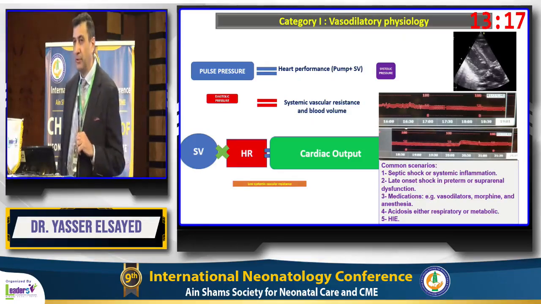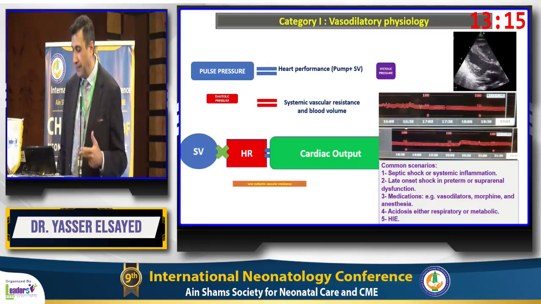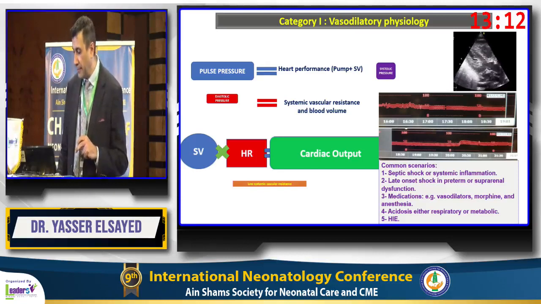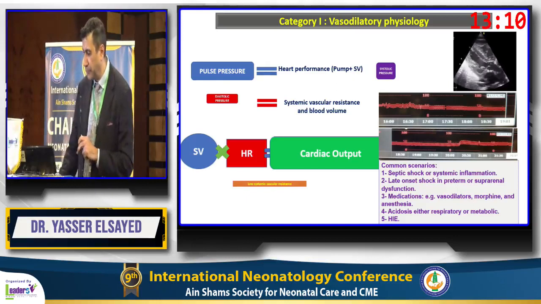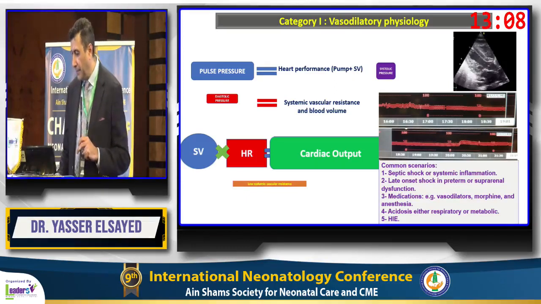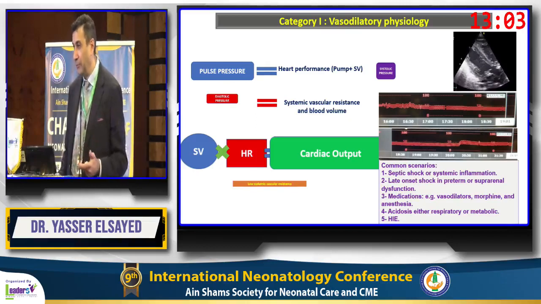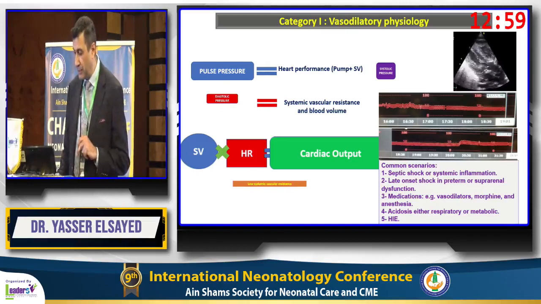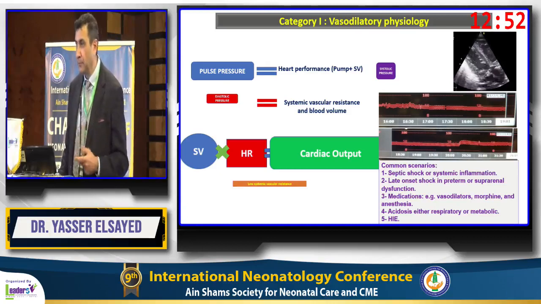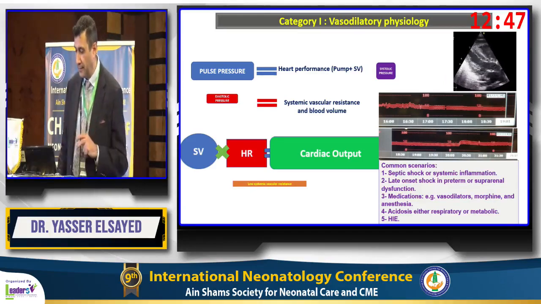We may see some premature infants with negative cultures, but they develop hypotension due to adrenal dysfunction, and they typically improve if you start steroids for them. Medications might induce it, like vasodilators. If you start milrinone or dobutamine, you may induce low blood pressure by the vasodilator effect of these medications, or medications like morphine or anesthesia drugs. It is very common to have an infant coming from the OR with low blood pressure, typically because of anesthesia drugs used, and they just need a transient period of vasopressor.